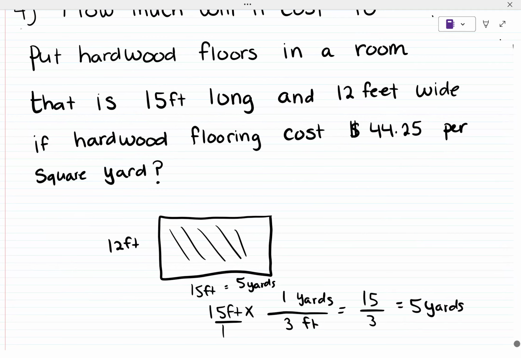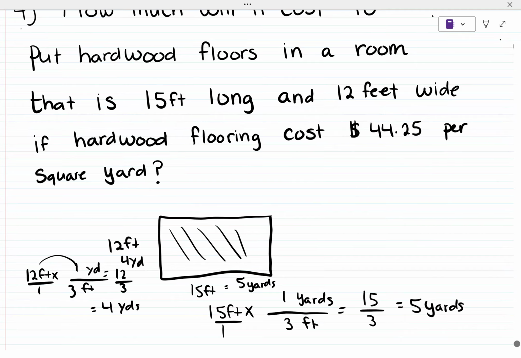And then do the same thing with 12 feet, with feet on the bottom and then yard on the top. You know that for 1 yard, there's 3 feet. Like 12 times 1 is 12, 1 times 3 is 3. That is 4 yards.